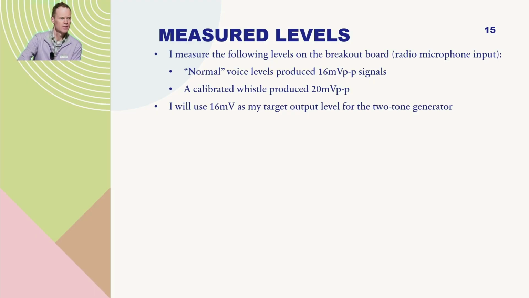Okay, so once I did that, I was able to measure the levels of my voice. So I was sitting in my shack, just making funny noises to the great amusement of my kids and wife. And anyway, I found after a bit of messing about and testing, I used the persistence facility on the oscilloscope. I found that I could produce about 16 millivolts peak to peak. It was roughly the level going into the radio, so it's pretty small. And a calibrated whistle was about 20 millivolts, so a bit bigger, but normal speaking voice about 16 millivolts. So that's the level really I wanted to target for the output of the two-tone generator.